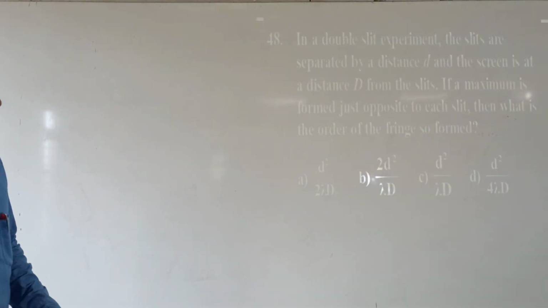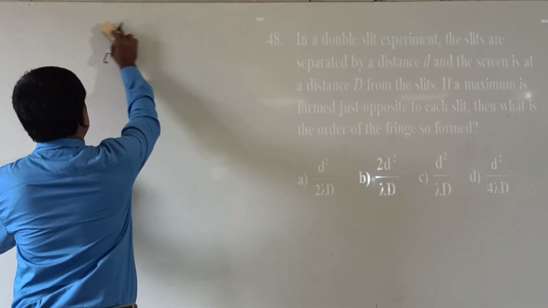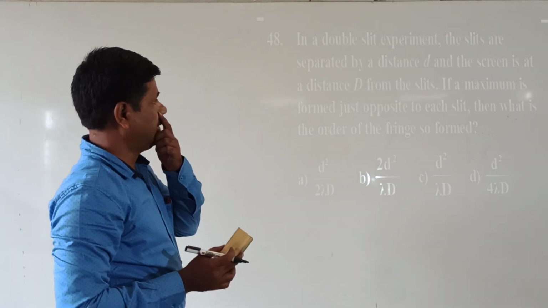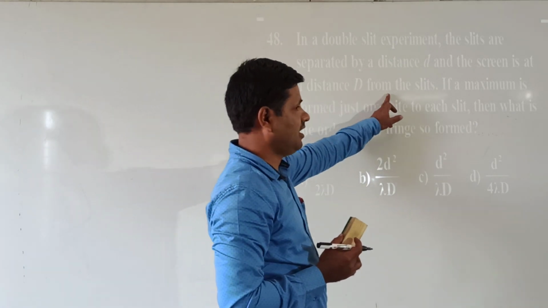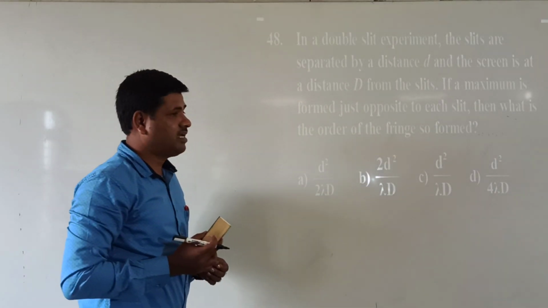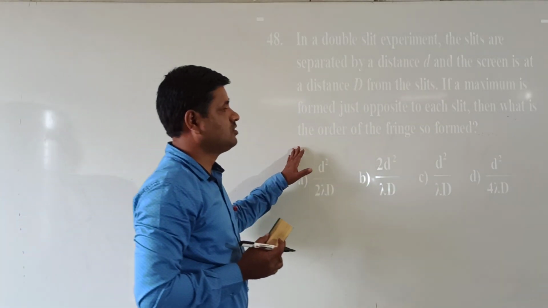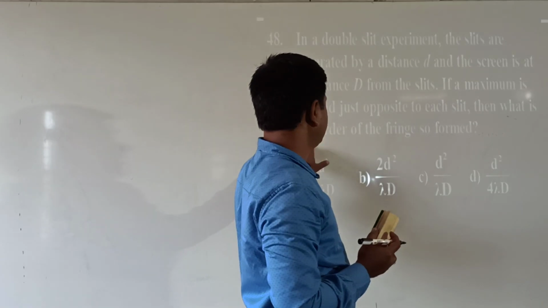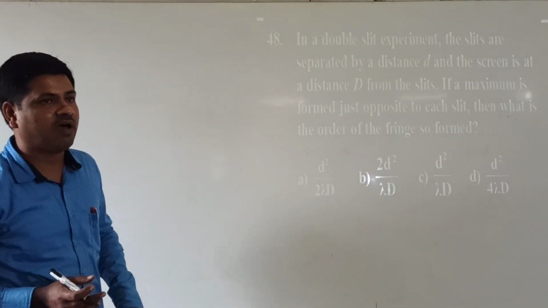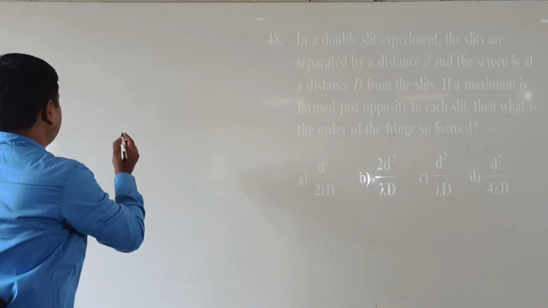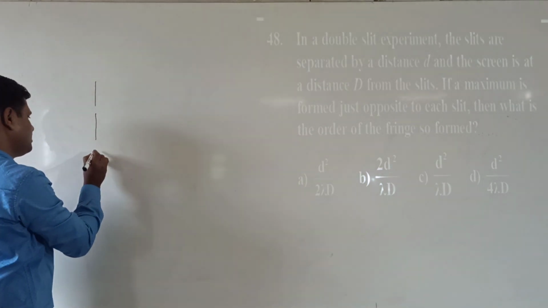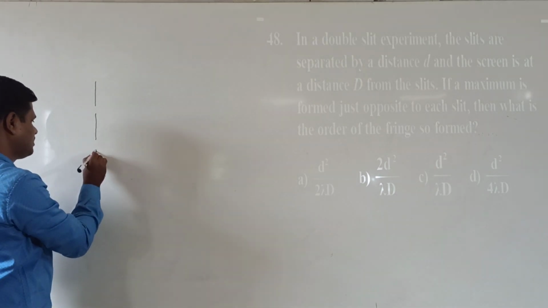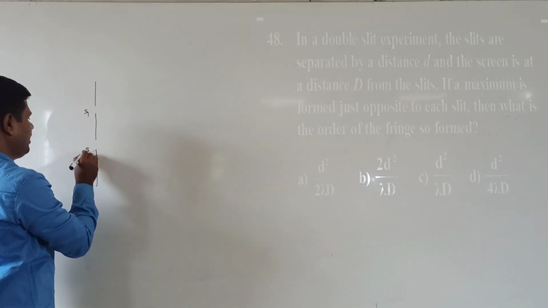48. Now, in the double slit experiment, what we have taken here is the distance d, the distance between the two slits, and the screen at a distance D. The maxima is formed just opposite to each slit. Now, what is the order of the fringes formed? That is the question asked here. Now, we take two slits here, S1 and S2.